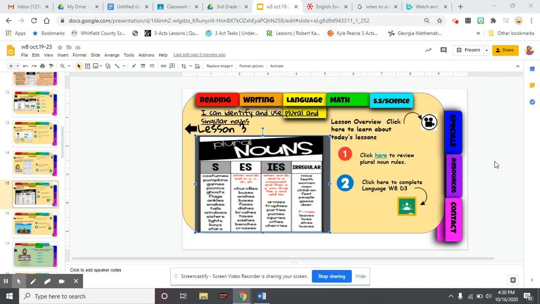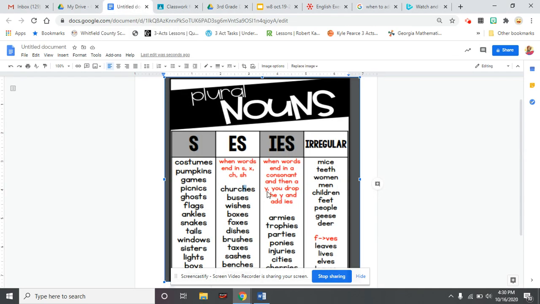Good morning. It's time for language lesson 3 for week 8. We are continuing to work on singular and plural nouns this week. Hopefully, it's starting to become a little bit more familiar as far as what rule to follow for different words and how they end. We're going to look at this plural noun anchor chart together to review some of the rules.